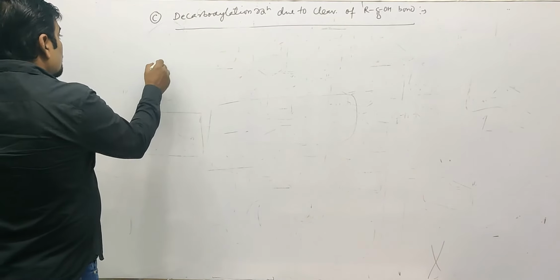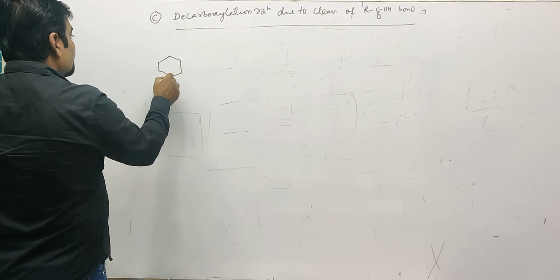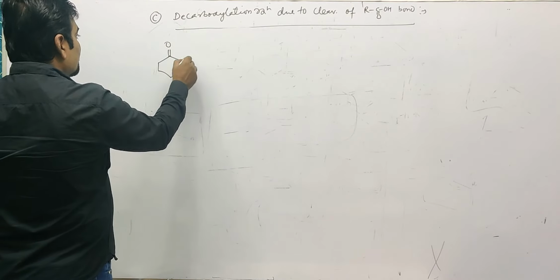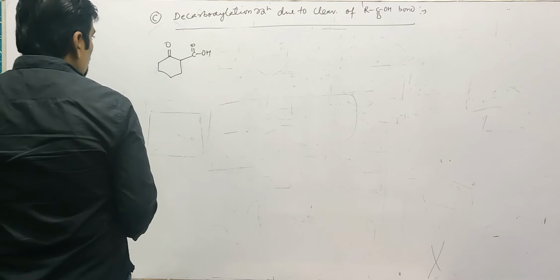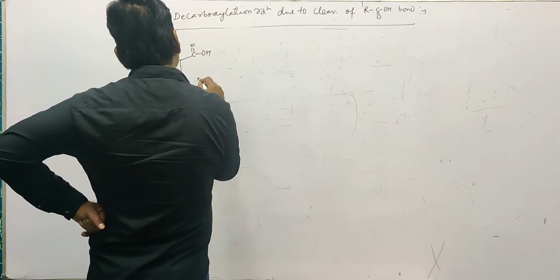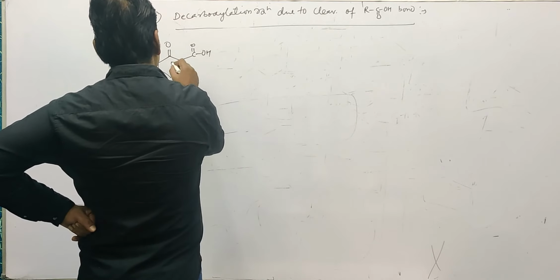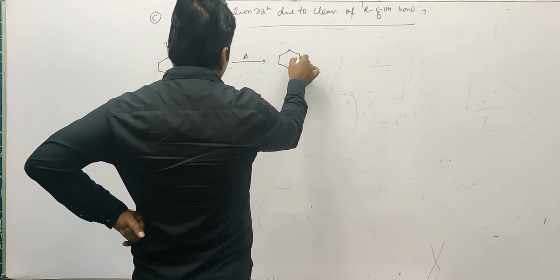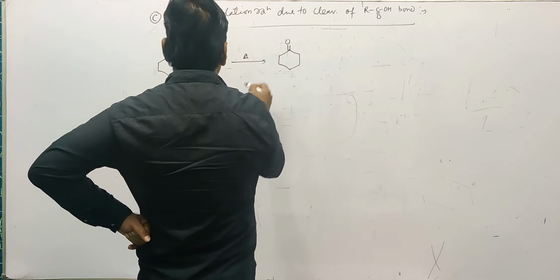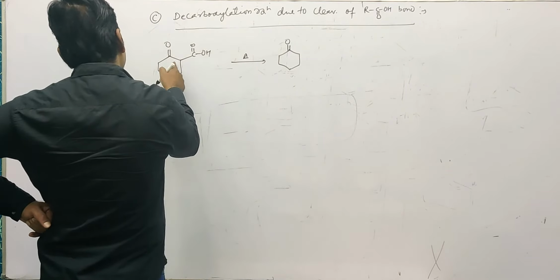Suppose we have another example. Let's say we have taken C double bond OH over here, that is a beta keto acid. If it is heated, obviously its rate of decarboxylation is higher because the negative charge is getting stabilized by delocalization.